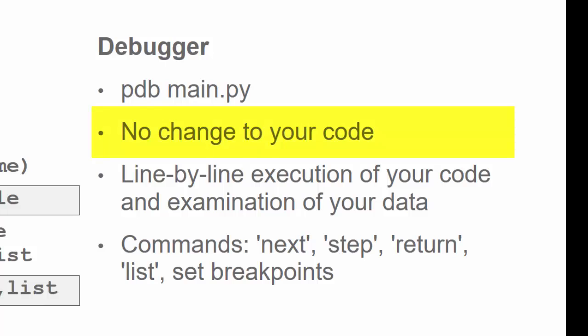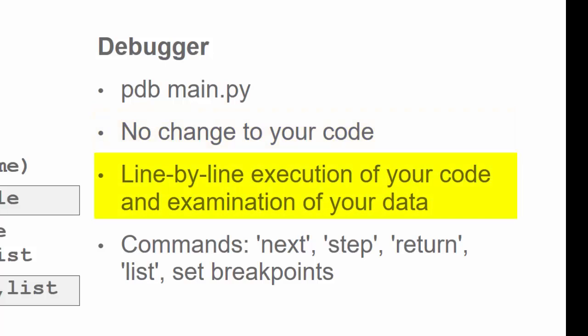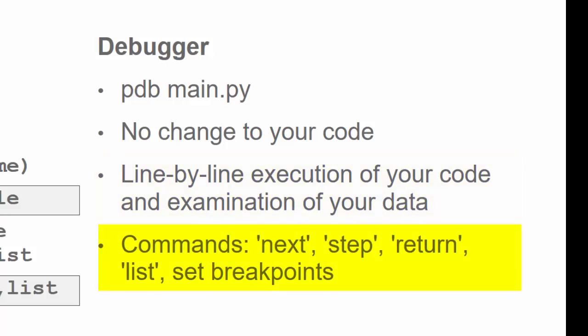One nice thing about the debugger is that you do not need to change your code at all. Compare that to a print statement where you need to actually change the code that you are running. The debugger does allow you to go line by line and execute your code and examine the data. There are a number of Python debugger commands, including next to go to the next line, step to go to the next line but to step into functions that you're calling, return to return from functions, list to see the lines of code that are around where you are stopped at, and to set breakpoints.